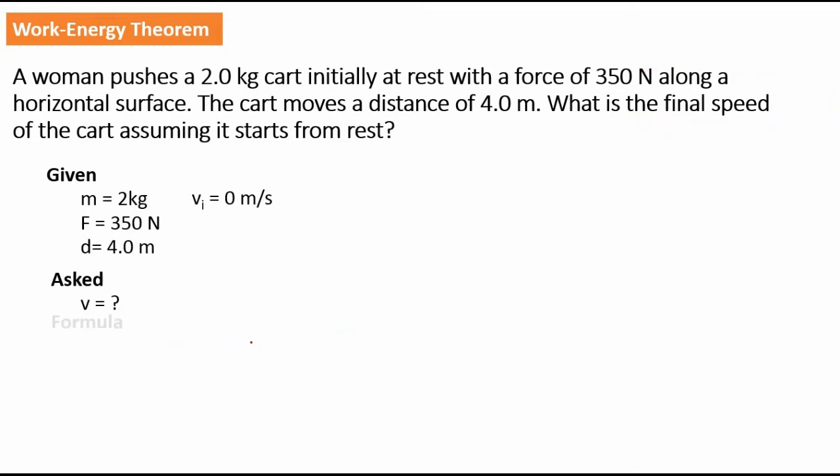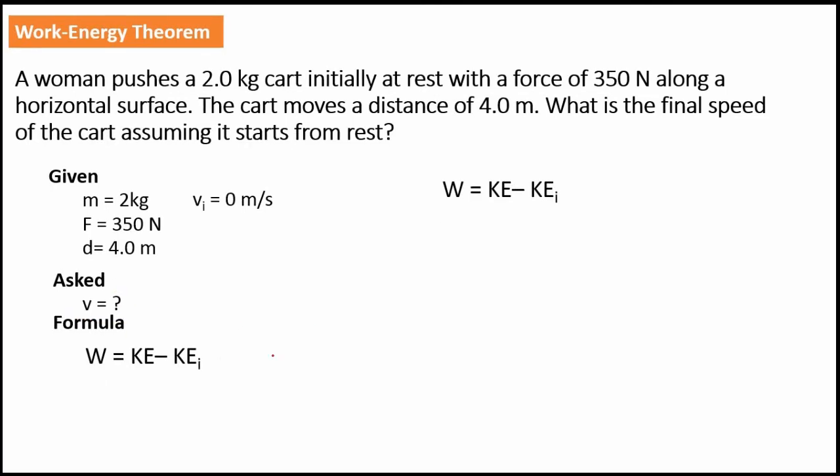So what's the formula? The formula for the work energy theorem is this one. Work done is equal to the change of kinetic energy. But we have to break it down so that we could find the formula for final velocity. So we write it here: the work is equal to the change of kinetic energy. And then you have to break this down, so it turns out like this. And you have to break down also the work, because work is equal to force times distance. So we have it here.